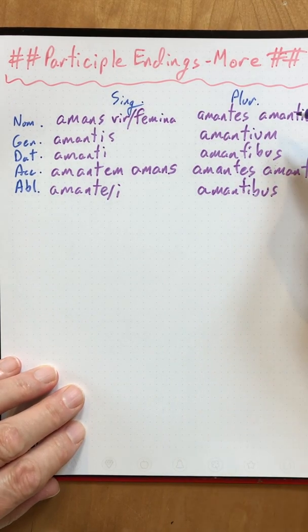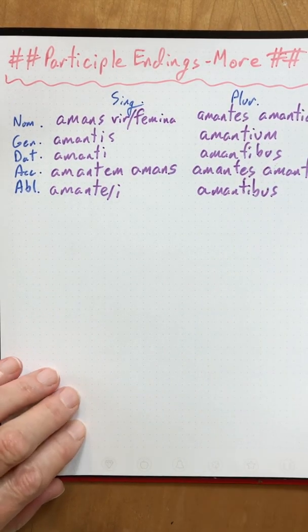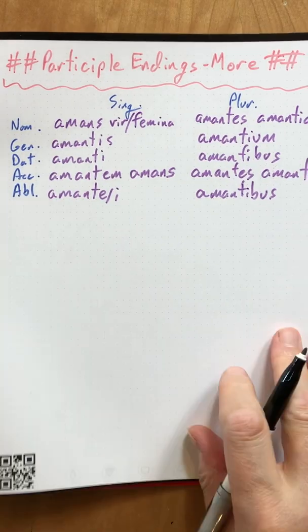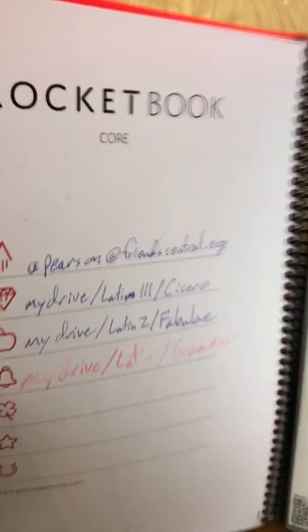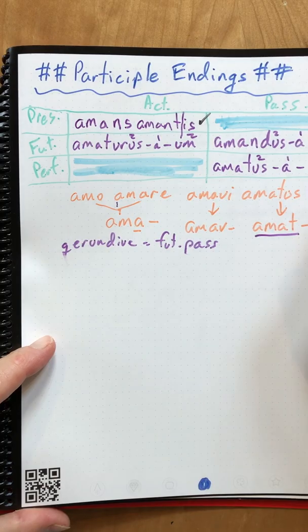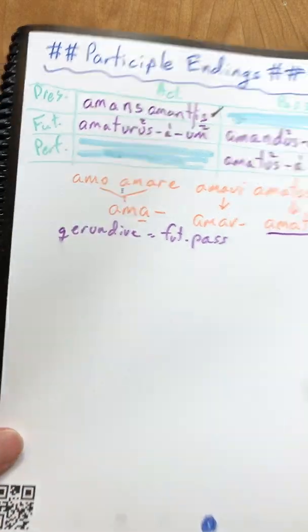Okay, so third declension for the first, the present active participle. Now, let's take a look. What else do we have here? We'll go back to this sheet. Take a look. Okay, we've got the present active. Took care of that. Let's move down to the perfect passive now. And we'll take a look at some of those endings.